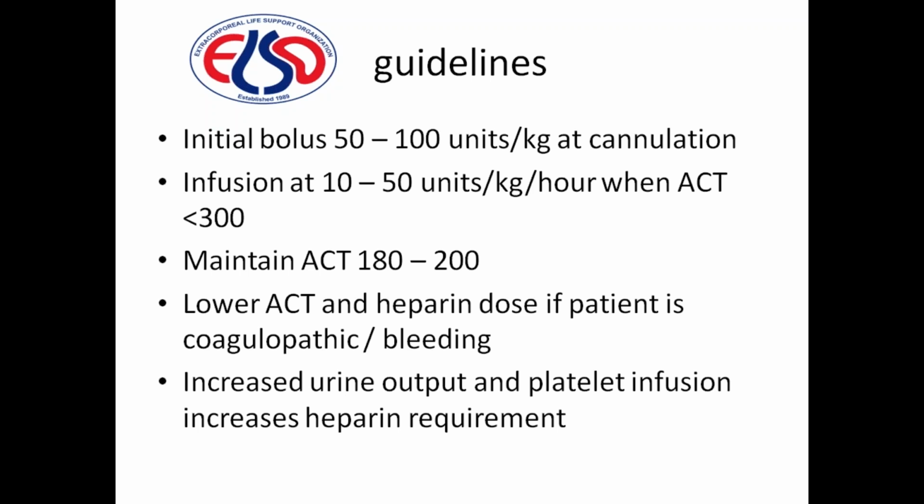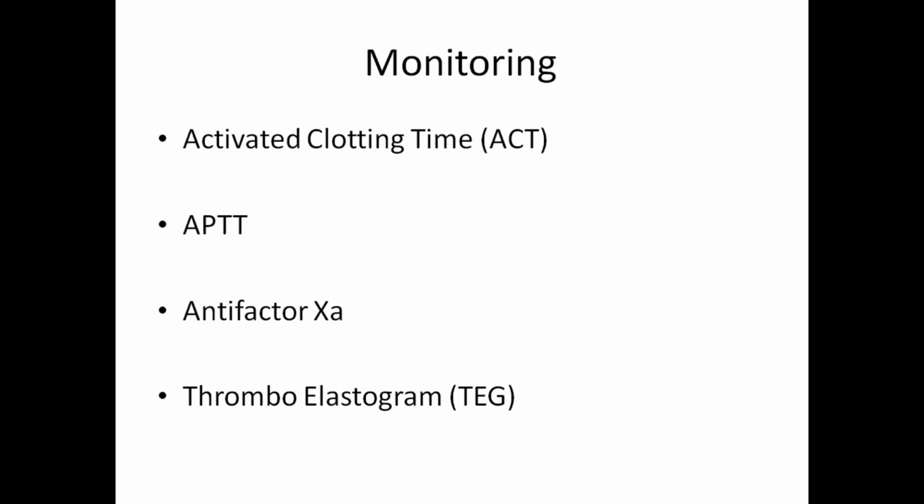Again, if the patient is bleeding, we'll try to maintain slightly lower ACTs. If the patient is hypercoagulable, then we try to maintain slightly higher ACTs. And if somebody has increased urine output, like a patient on a furosemide infusion, because heparin gets excreted in the urine, you might need more dose. Or if somebody is getting a platelet infusion, that inactivates the heparin action, so you might need more heparin. Take those into consideration. So how do we monitor?